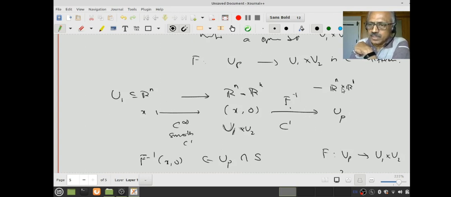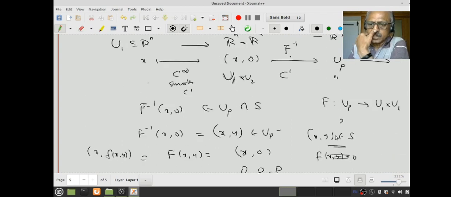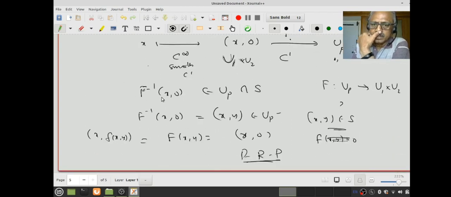Now this is going to land in R^k. Therefore, I can project on the second coordinate. So I start with an x. It goes to (x, 0). Then it goes to some point under F inverse, and I project it onto the second coordinate. Also notice that the x coordinates are the same. Did you follow that? If I take (x, 0), then F inverse of (x, 0) is some (x', y').